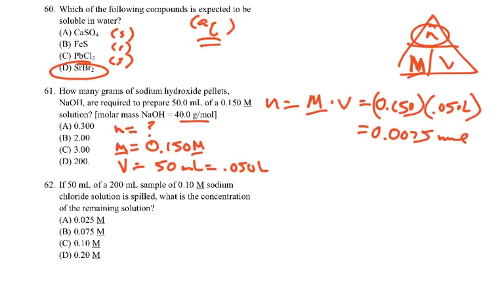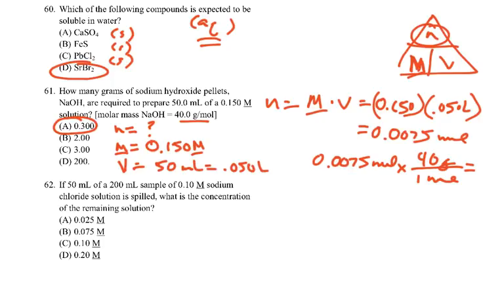And I want that number, 0.0075 moles, times the molar mass, which is for every 1 mole, it's 40 grams. So when I multiply this by 40, I get 0.3, answer 0.3. Here it is, answer A. So it's kind of a big math problem, but it's worth a point.